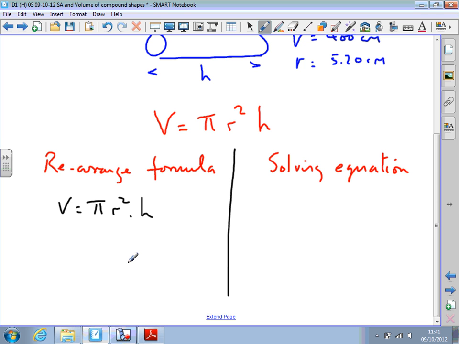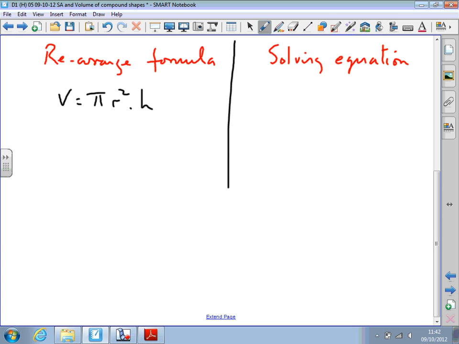I want to get h on its own. So h is multiplied by pi r squared. So how do I get rid of pi r squared? Divide both sides by pi r squared. So volume divided by pi r squared equals h. And now I've got a new formula to find the height. Volume over pi r squared.